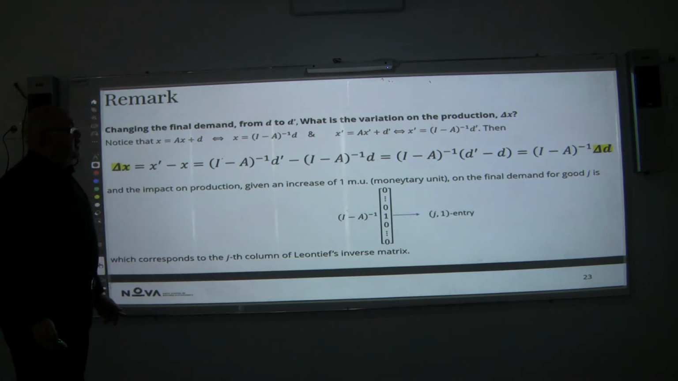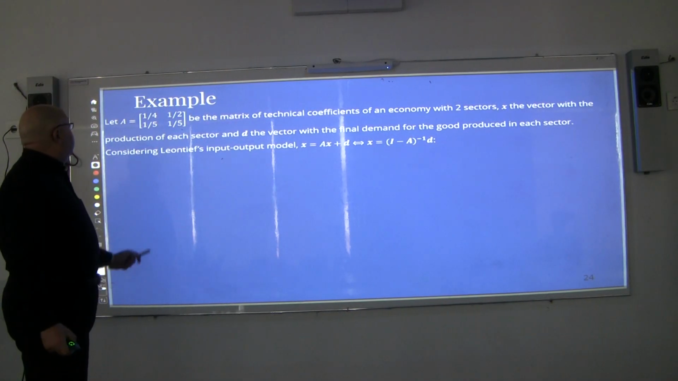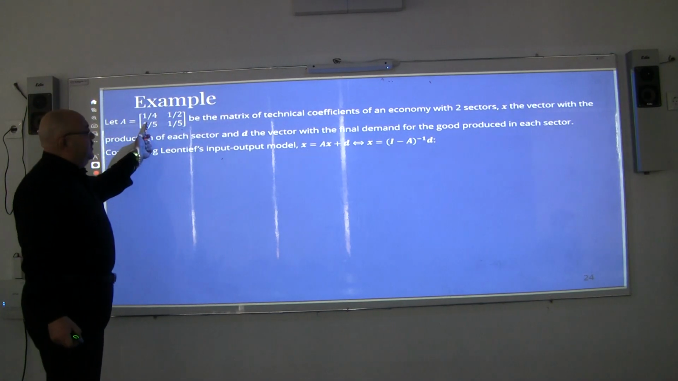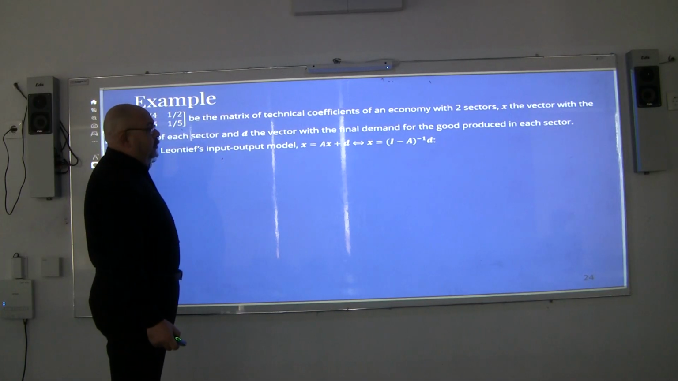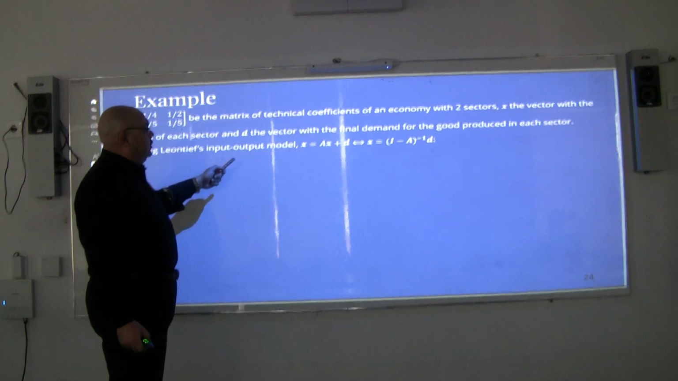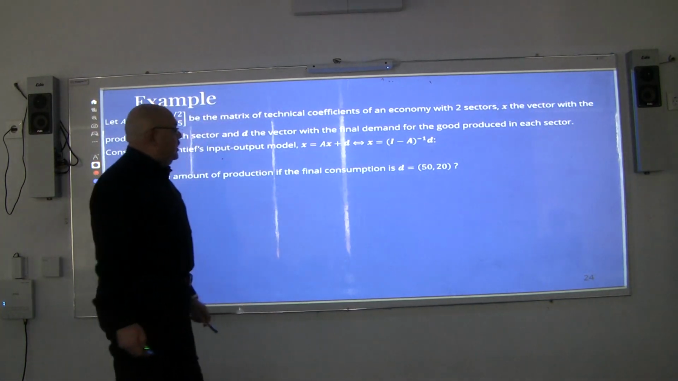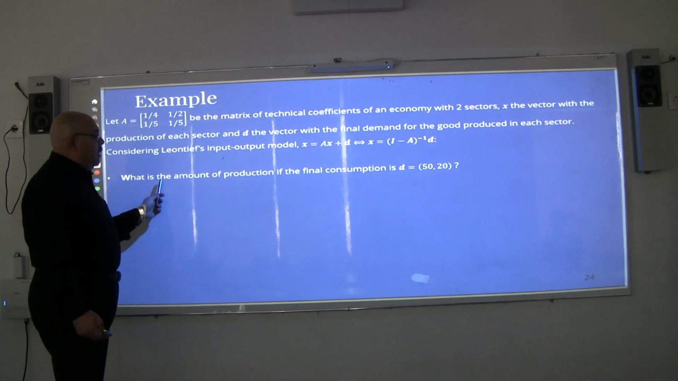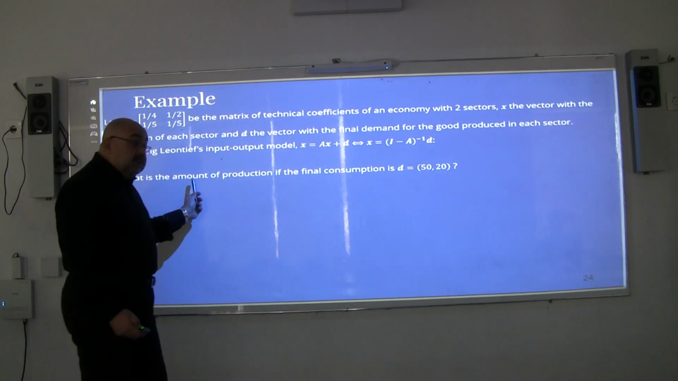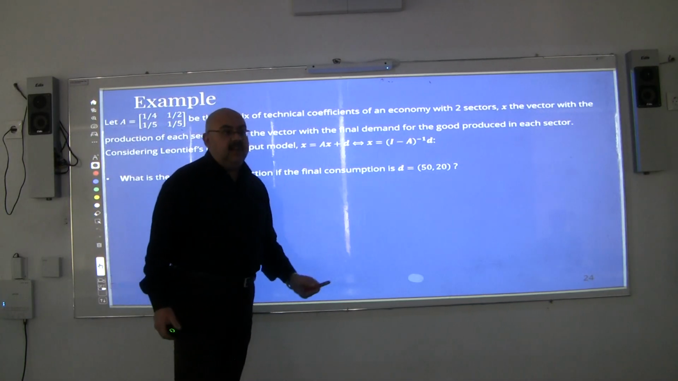That's the inverse matrix. As I told you, the entry J and 1 is the sector that you will increase. Here, for example, he's giving you: let A be the technical coefficient of an economy with 2 sectors, X the production of each sector, and D the demand vector. X equals AX plus D, so X is equal to I minus A inverse times D. What is the amount of production if the final consumption is D? How to do it?